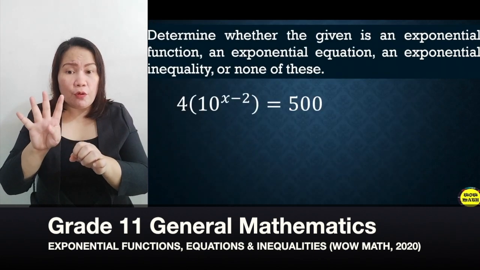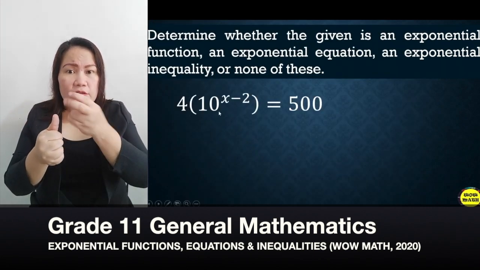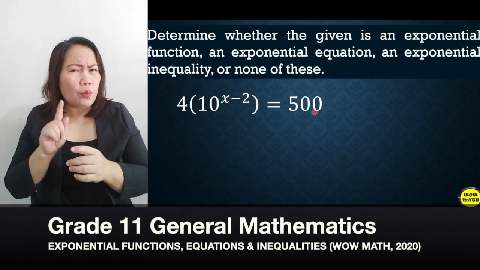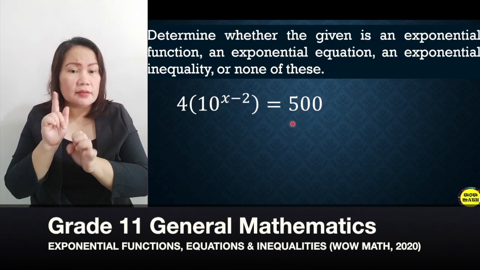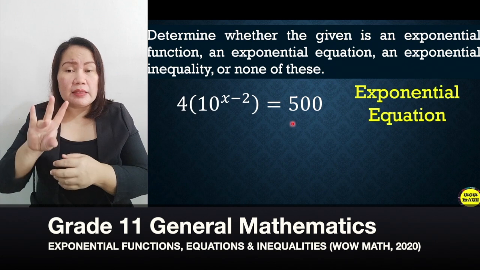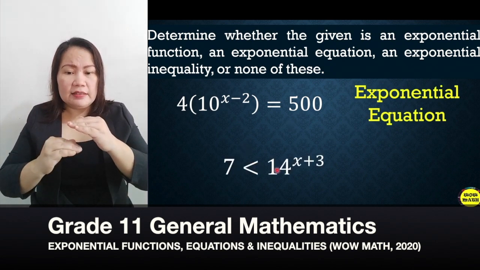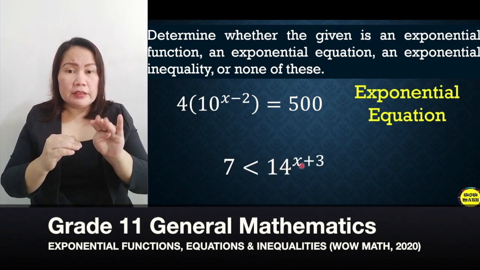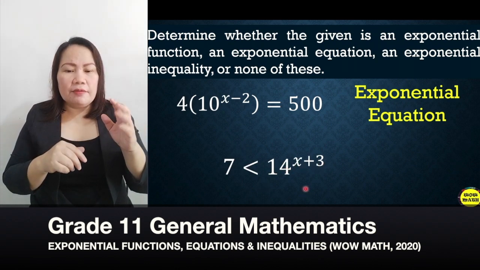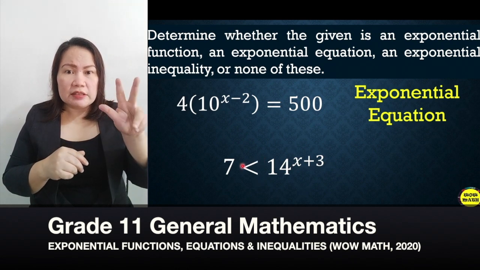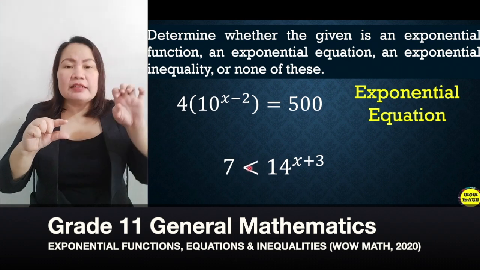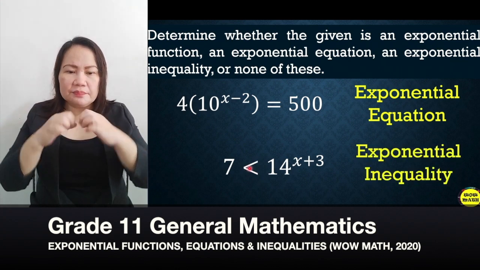Another example, we have 4 times the quantity of 10 raised to x minus 2 is equal to 500. So, what do you think? This is an example of exponential equation. Another, we have 7 is less than 14 raised to x plus 3. 14 raised to x plus 3 is an exponential expression. And then meron tayong inequality symbol dito, and that is less than. So therefore, this is an exponential inequality.